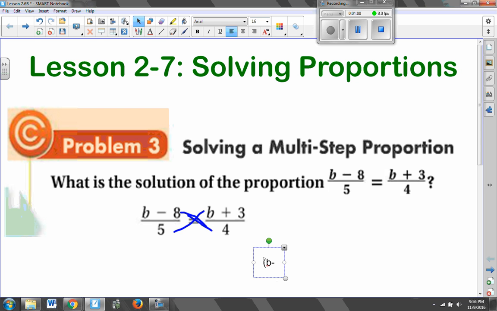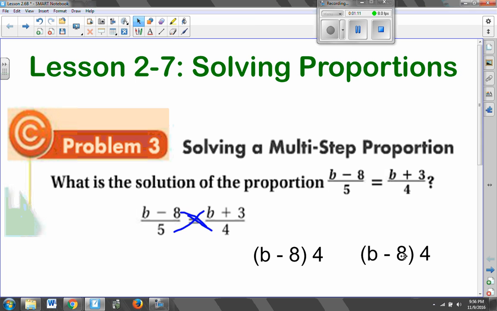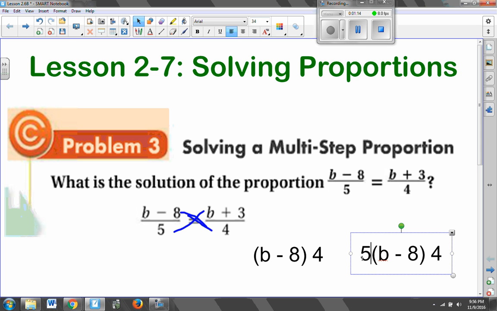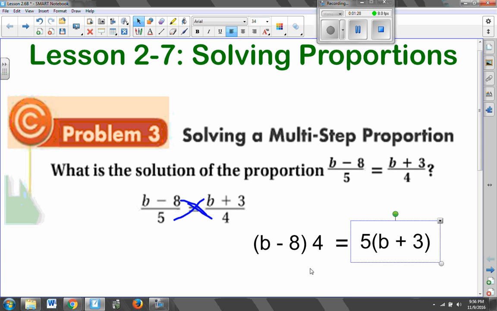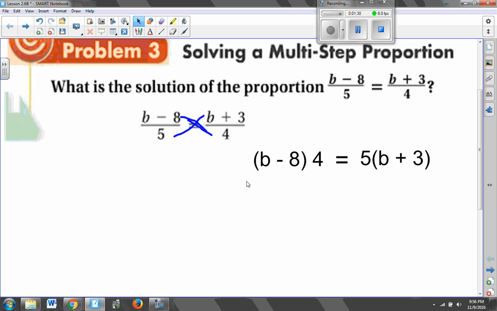Top left is b minus 8, and I'm multiplying that by 4. And the bottom left to the top right is 5 times b plus 3. Right? And we know when we cross multiply, those two products have to be equal. So I end up with this new equation here, okay?